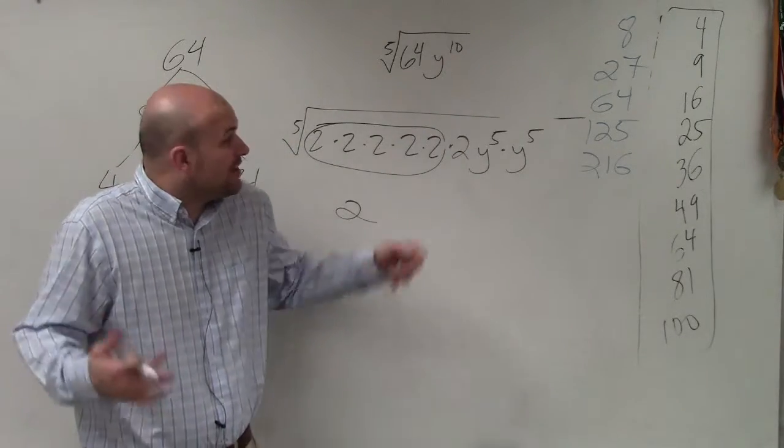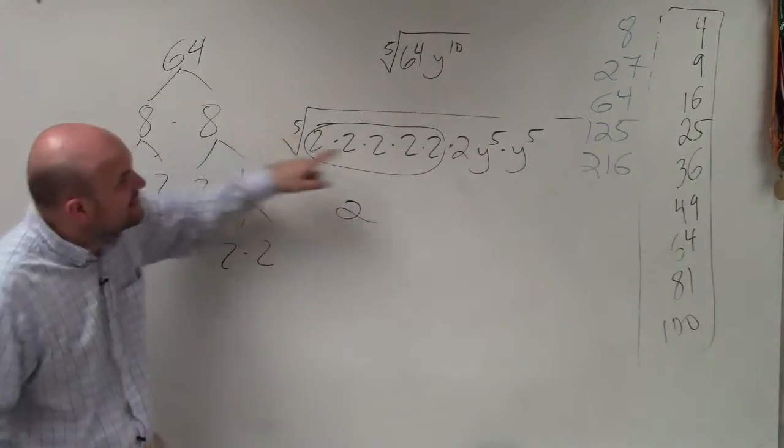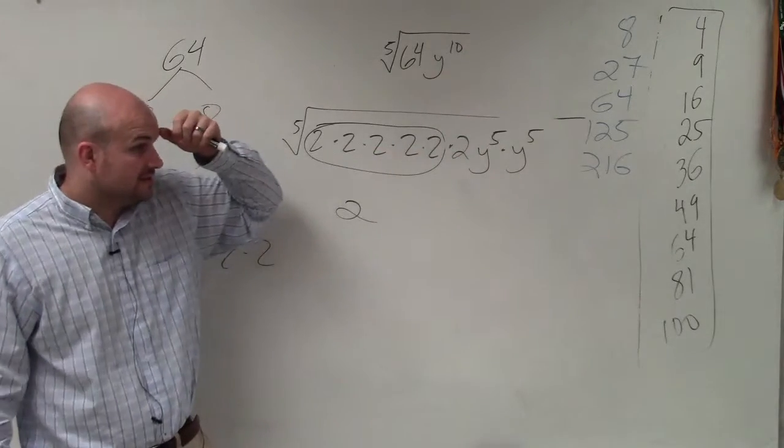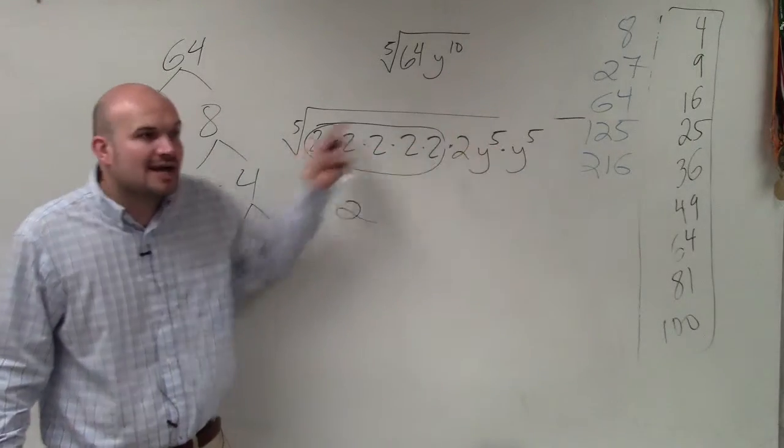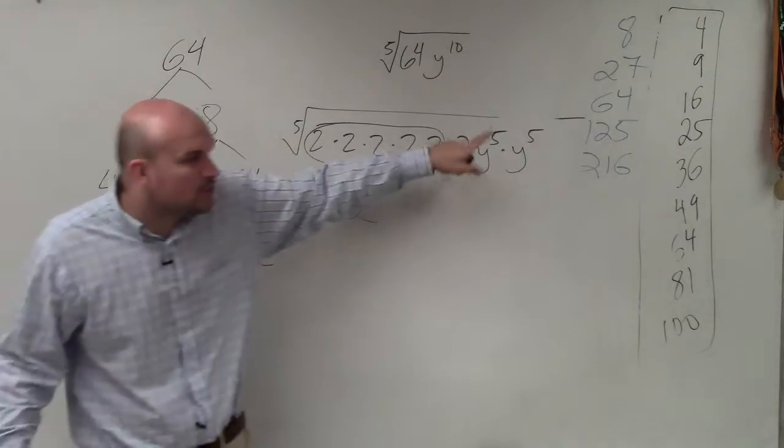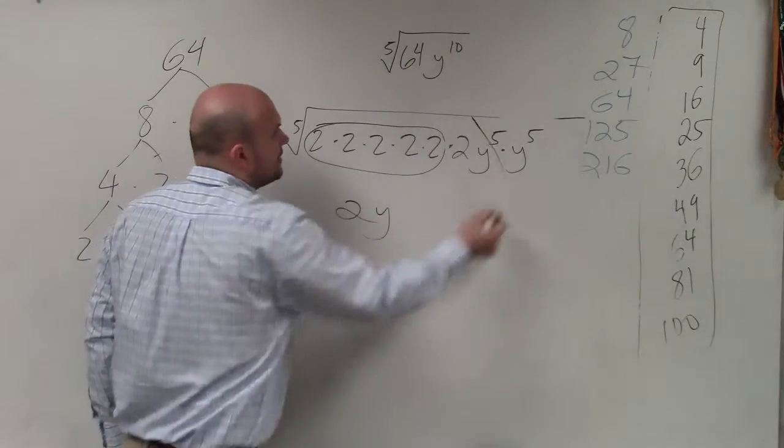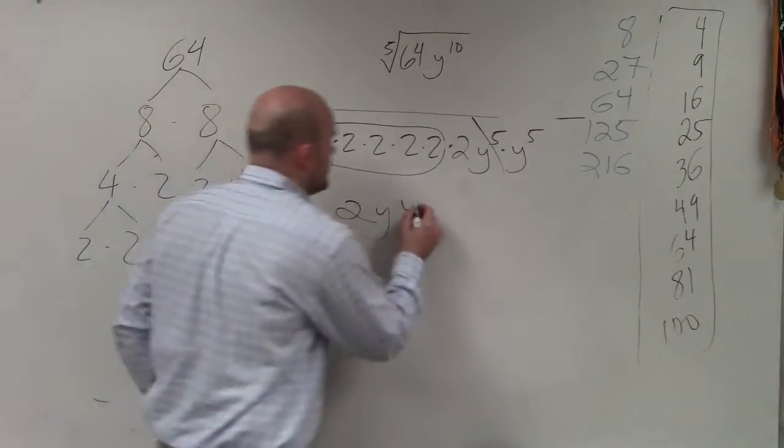Y to the 10th. So what I did is I wrote it as y to the fifth, though, because I can take the fifth root of y to the fifth, right? If this was a different number, I couldn't take the fifth root of it. So the fifth root of y to the fifth is y.